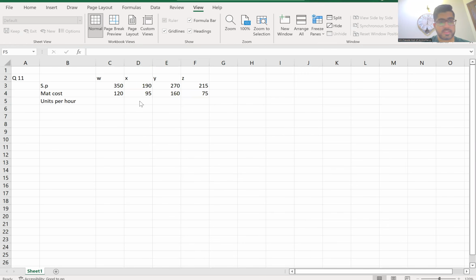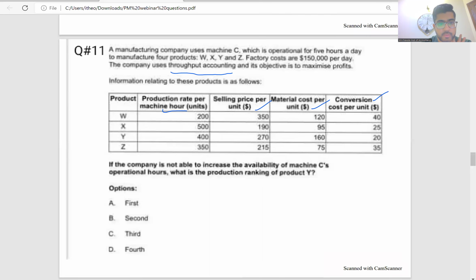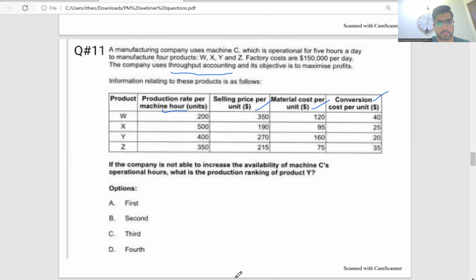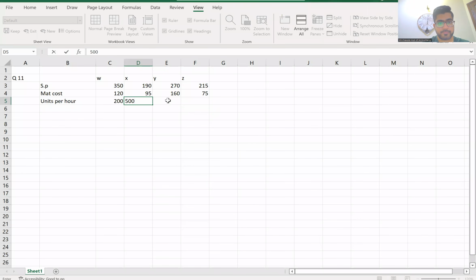How many hours each unit is taking? It's not given. Units per hour: W 200 units per hour, then 500 units per hour, 400 units per hour, 350 units per hour. And it's asking what is the ranking.